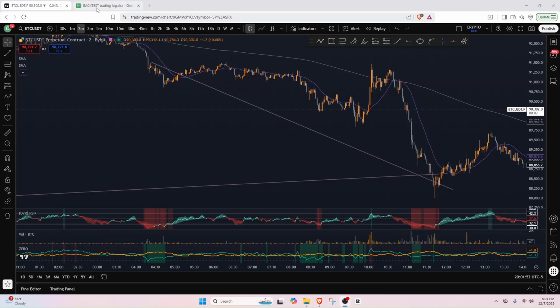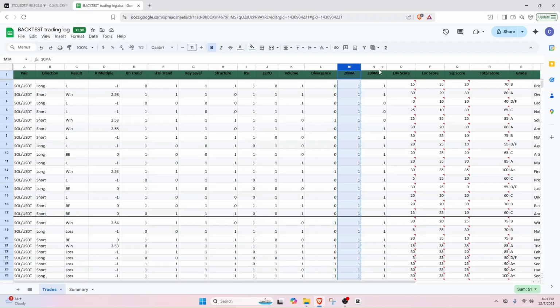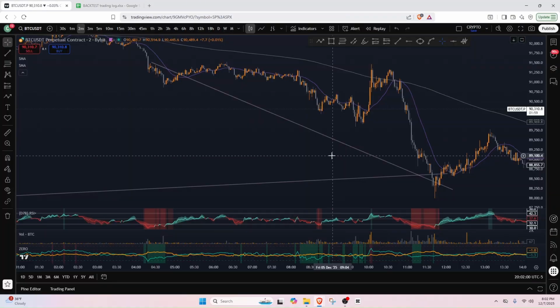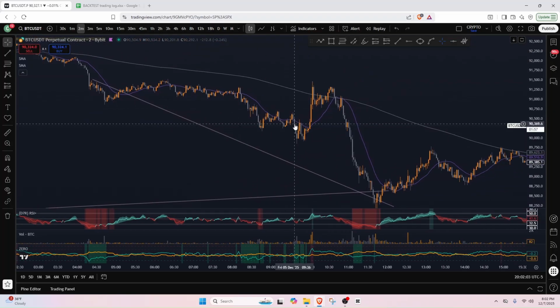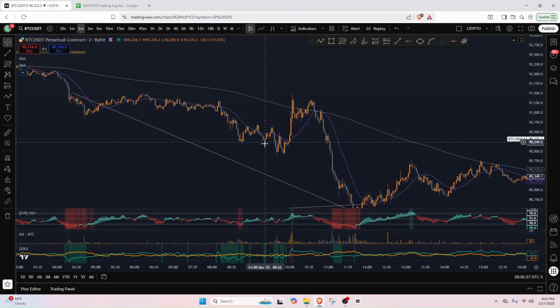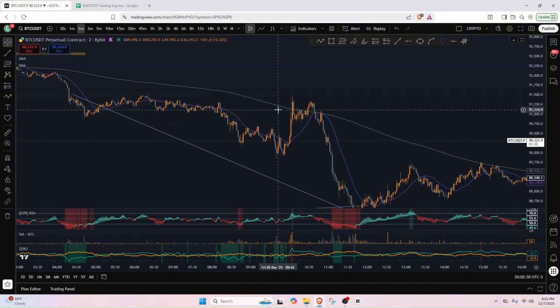Okay, the last two are these lines, my 20 period moving average and my 200 period moving average. The average of the last 20 bars is going to be this purple line here, and the last 200 bars will be this gray line here. Because I'm on a 2-minute chart, the last 20 bars will be worth 40 minutes. So the last 40 minutes of price action, the average of all that price action is this continuous purple line. Same thing for the 200, so that'll be 400 minutes of data, and this is the average of the last 400 minutes.